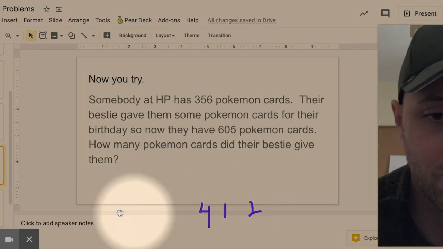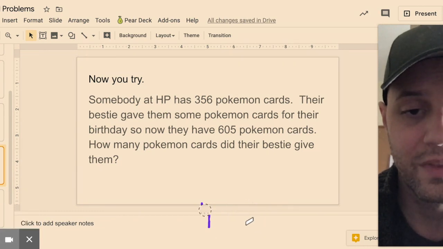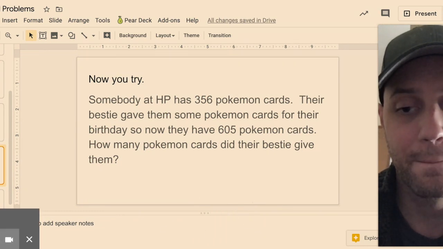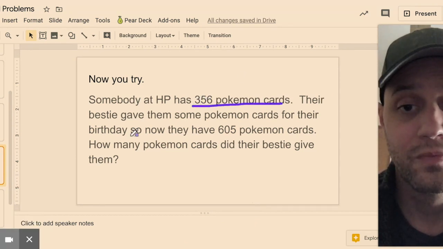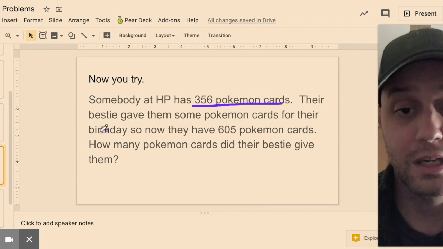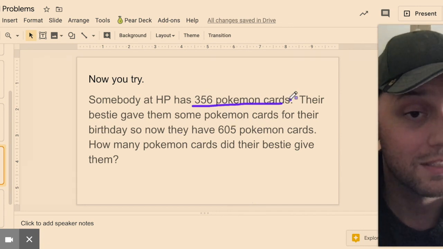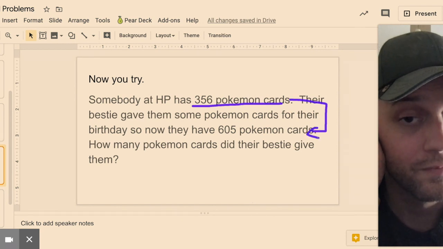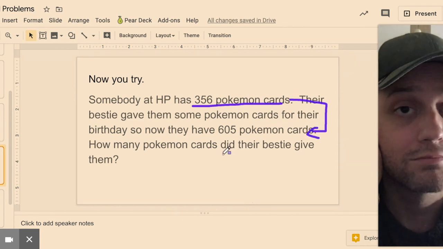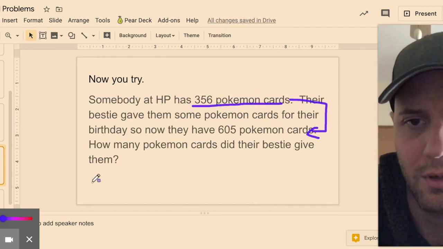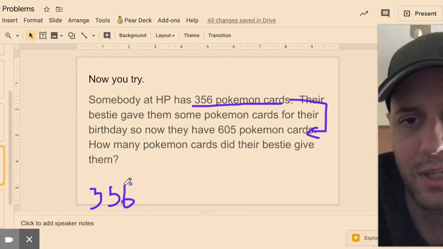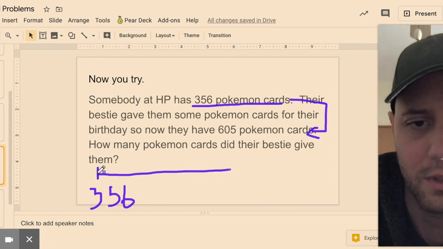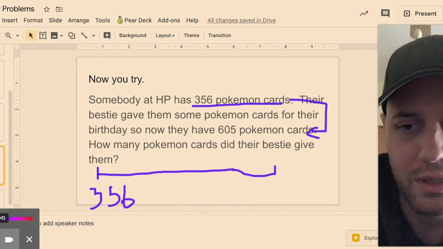You should probably have a pencil out for this if you don't already, but these will involve some writing out. Somebody at HP has 356 Pokemon cards. You know who you are. Their bestie gave them some Pokemon cards for their birthday. So now this person has 605 Pokemon cards. How many Pokemon cards did their bestie give them? What do you think? All right, so if we look at this, somebody had 356. Their bestie gave them some more. We don't know how much more. We just know that they ended up with 605.